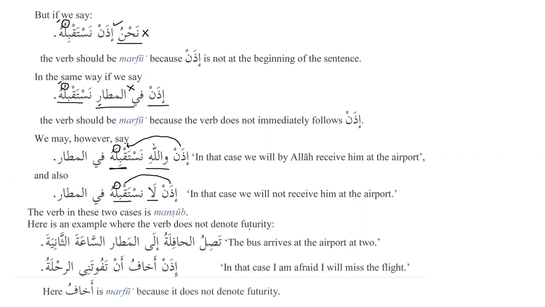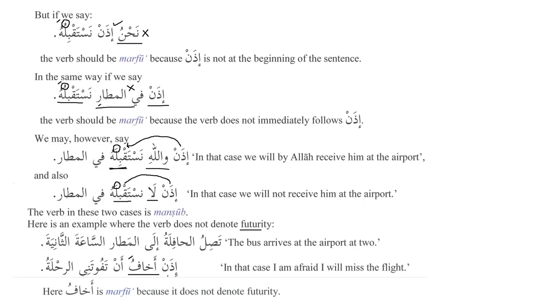Okay, also it should give the meaning of the future. Tasilu al-hafilatu ila al-matari as-sa'ata al-thaniyata. The bus arrives at the airport at 2. Idhan akhafu an tafutani ar-rihlatu. In that case, I am afraid I will miss the flight. Okay, now akhafu is not mansub. It doesn't have nasb. Why is that? Can you figure out why it is not akhafa? Why is it akhafu?